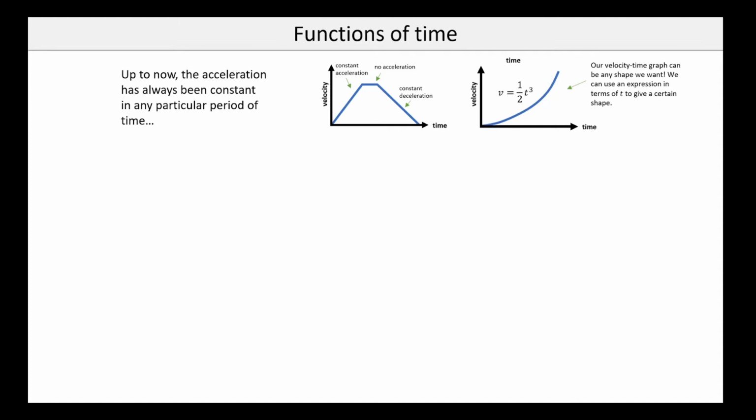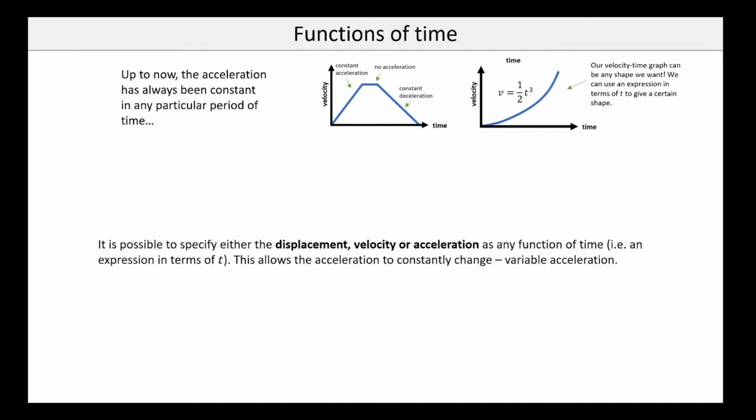We might need to use curves to demonstrate how the velocity is changing over time, to demonstrate how the displacement is changing over time. In these cases, the velocity or the variable can be represented as a function of time. So it can be represented in terms of t. So here on the screen, this means that the variable is constantly changing. It's constantly changing dependent on the value of t. So we have variable displacement, variable velocity, and variable acceleration.